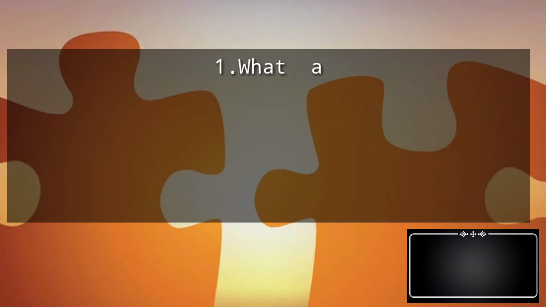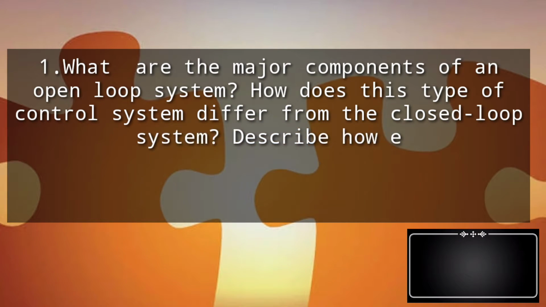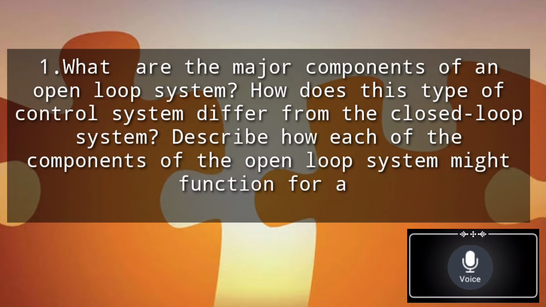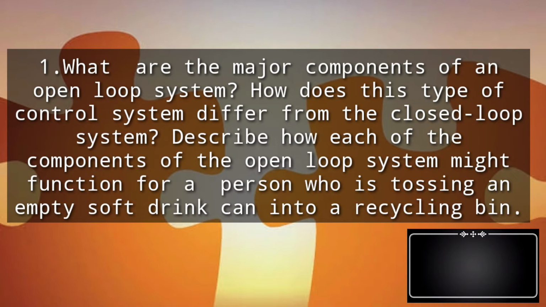For this video, I am going to answer the given questions in activity number 1. What are the major components of an open loop system? How does this type of control system differ from the closed loop system? Describe how each of the components of the open loop system might function for a person who is tossing an empty soft drink can into a recycling bin.